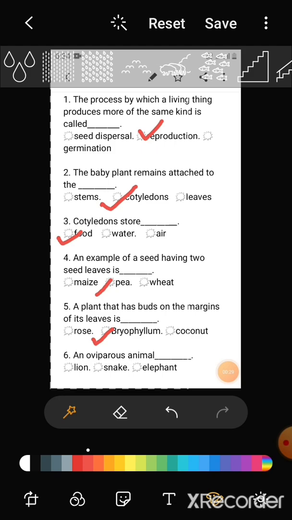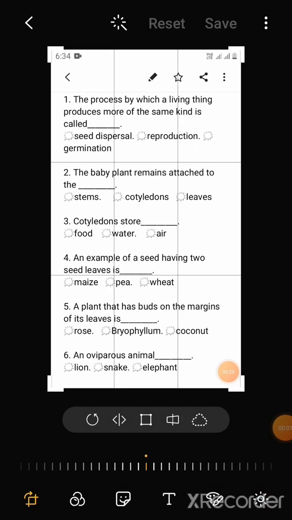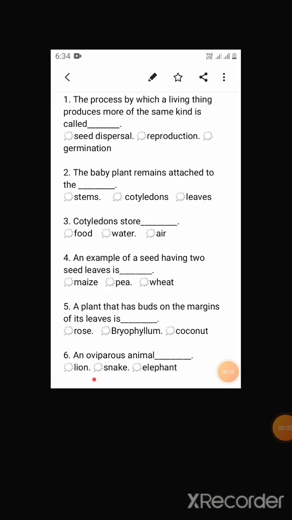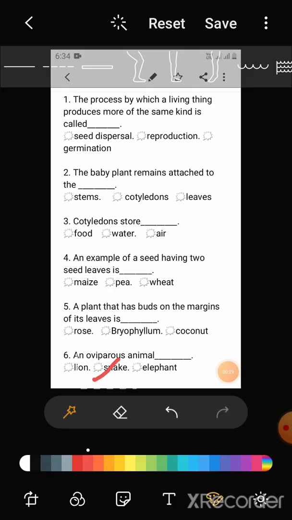Next, an oviparous animal dash. Given options are lion, snake and elephant. And the correct answer is snake. An oviparous animal, snake.